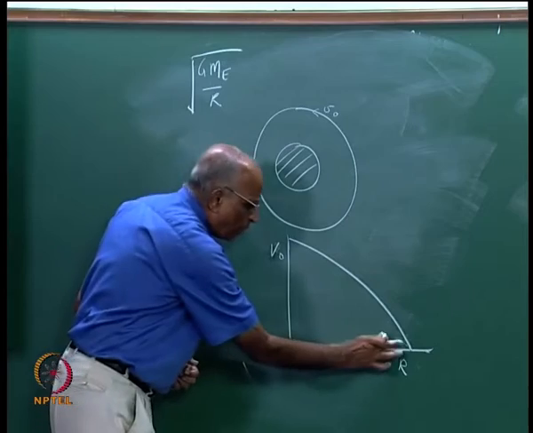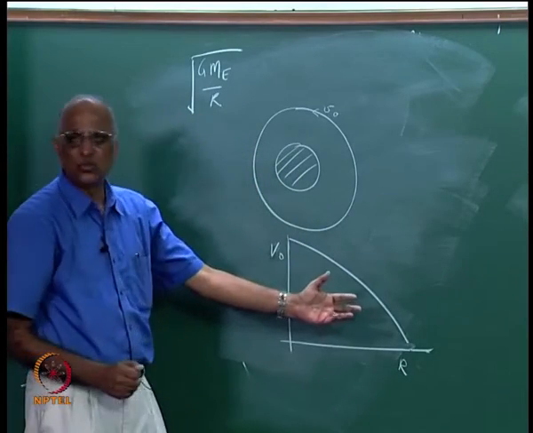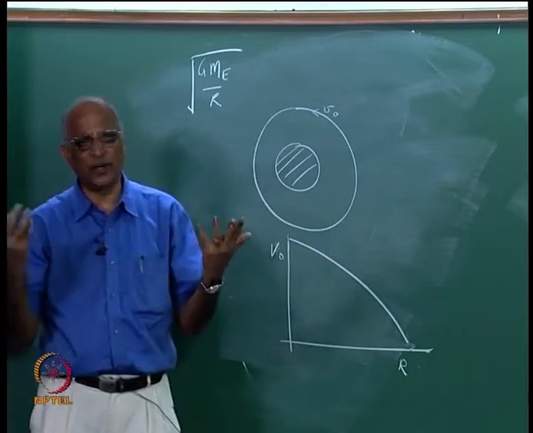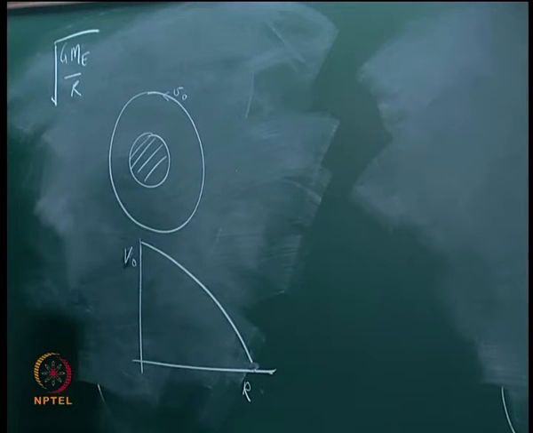Why should the velocity of the orbit go to 0 at infinity? How would you explain it? Is there any suggestion from you? Why should it be 0?